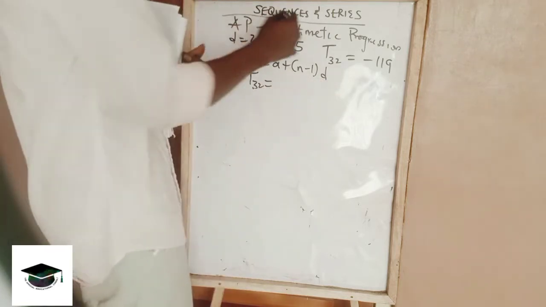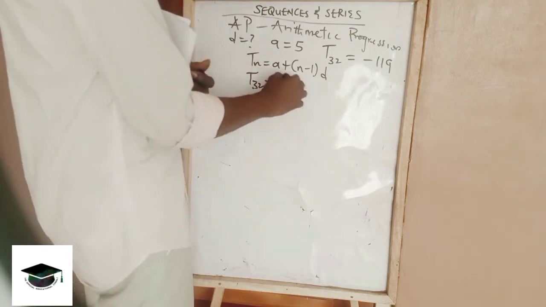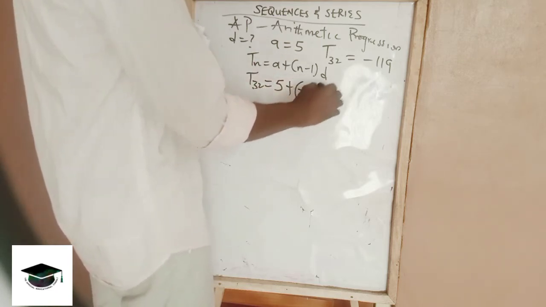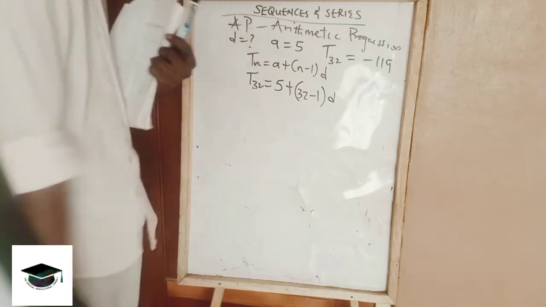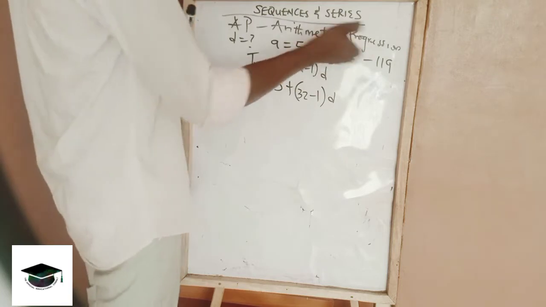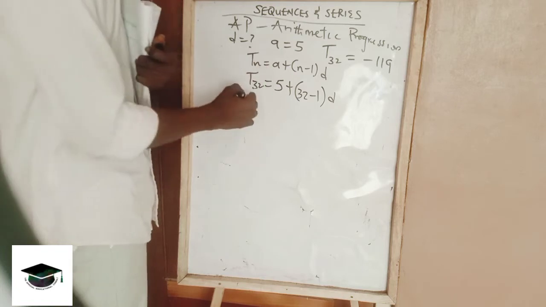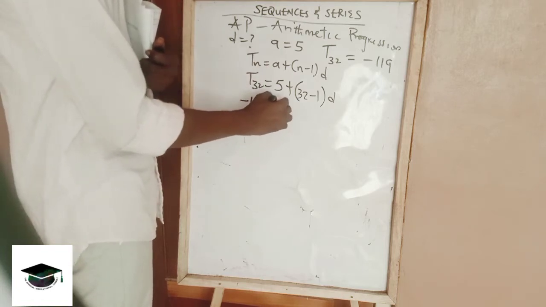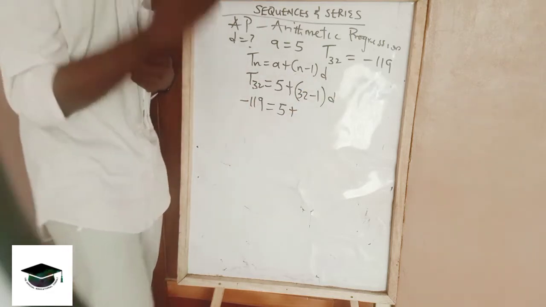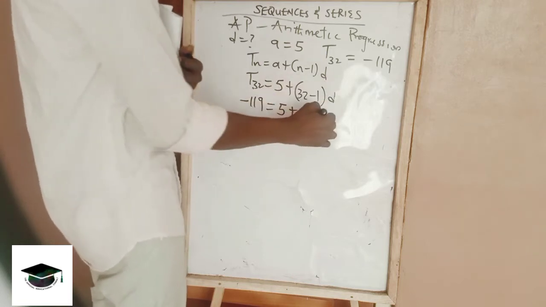And they gave us our first term. Our first term is 5, right? So 5 plus, now n is not going to be n anymore, it's going to be 32 minus 1, close bracket d. We don't know our common difference, so we should find it, right? Now the simple thing you are going to do here, they've given you the value of T32. They said T32 is minus 119, right? So instead of T32 here, we put minus 119 equals to 5 plus. Now this d is going to expand this bracket just like the way we did the other time. So d times 32, 32d. D times minus 1, minus d.